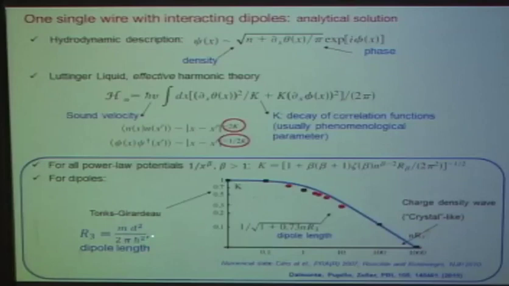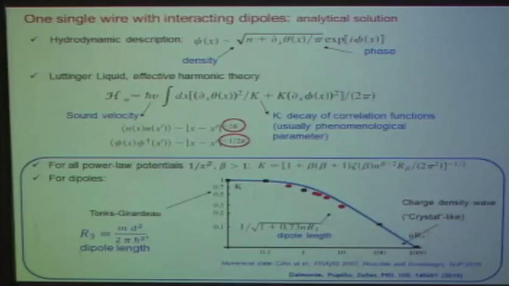And you can see that if you go from very weak interactions to very strong interactions, this is an analytic prediction, these are numerical data, and they work quite well. Which means we have a way to parameterize the effective interaction between a single wire, essentially for any strength of interaction. This is quite useful for the next thing.